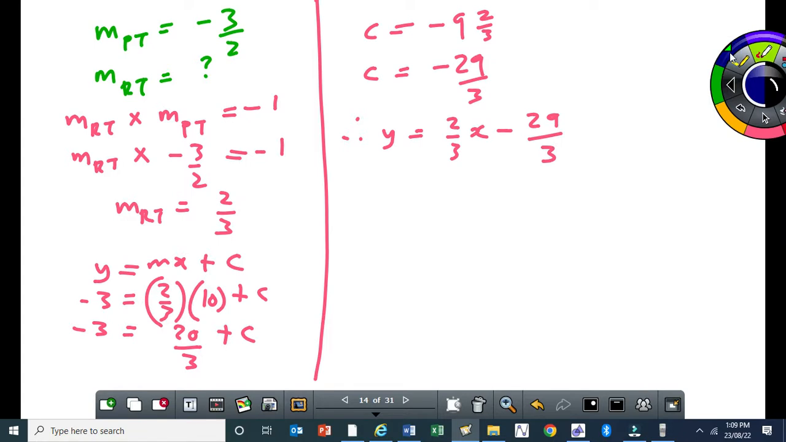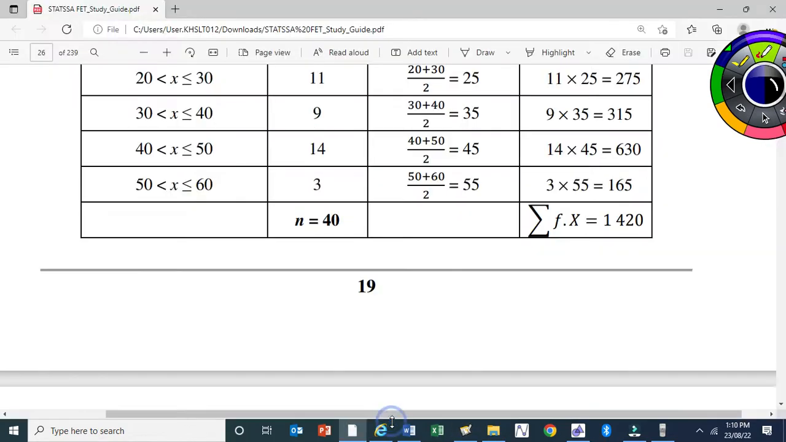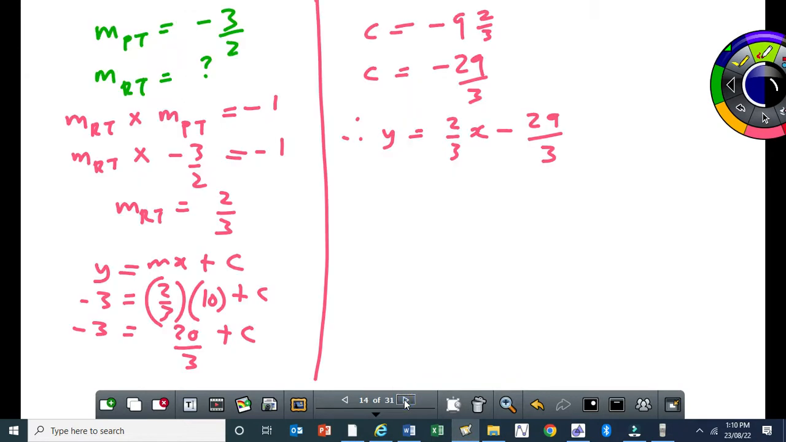Now, this is the equation for RT. But point R and point T are on the same straight line, isn't it? Which means point R obeys the equation for RT. So I can substitute y equal to -13 and get this x value, which is n. So I'm going to do that now. Okay? I hope you are following. So where there is y here, I'm going to put -13 there.